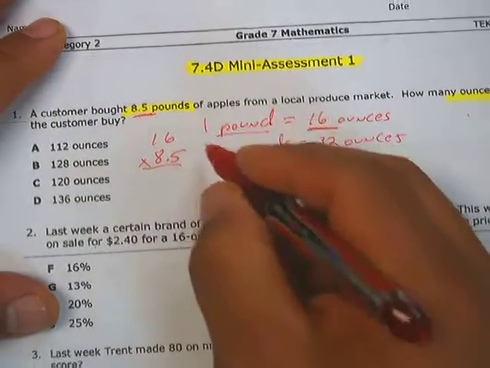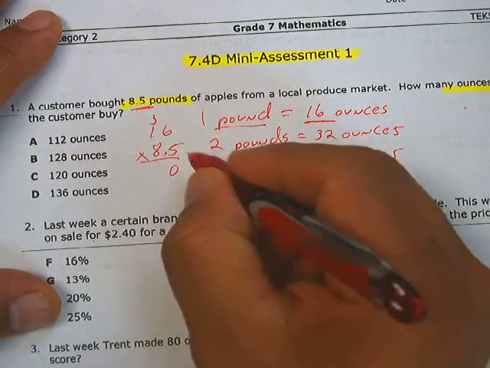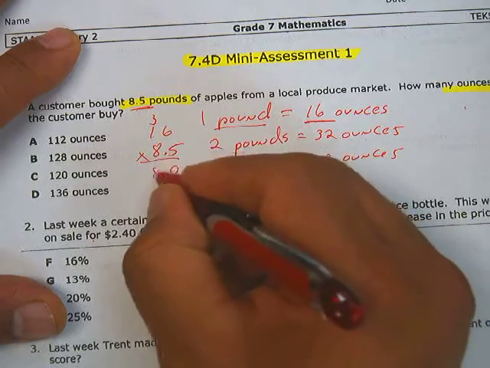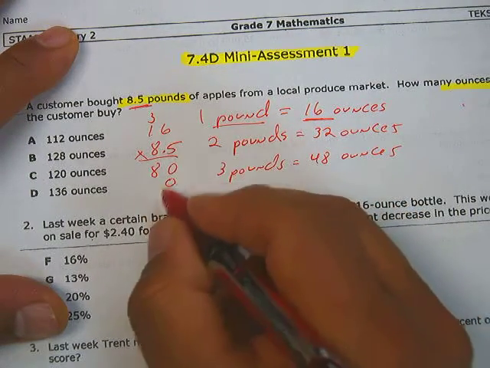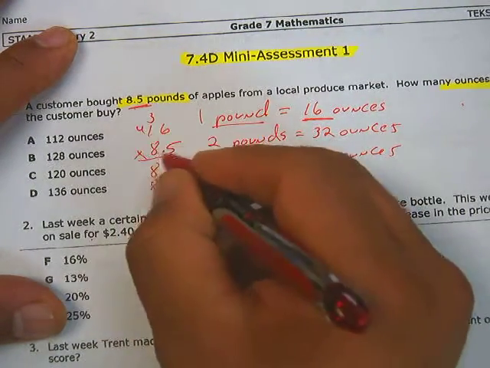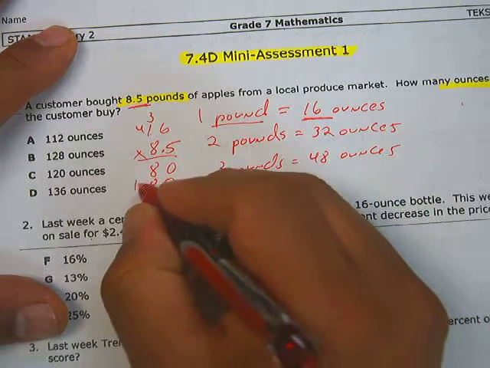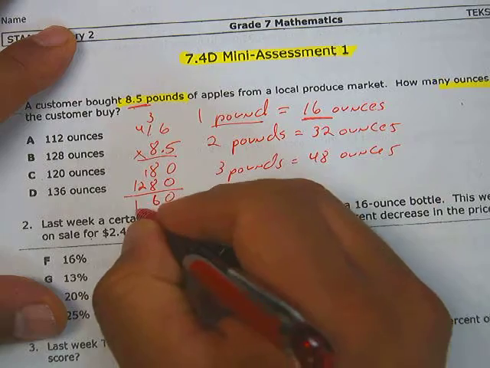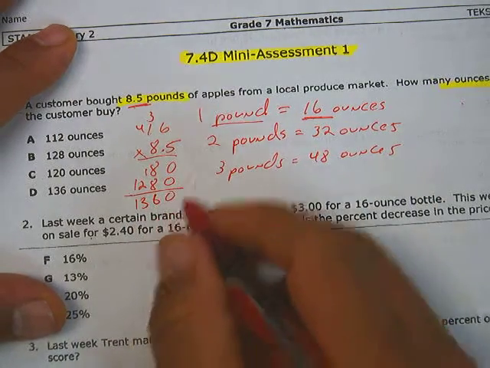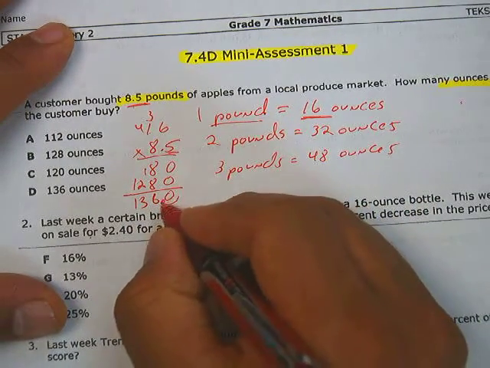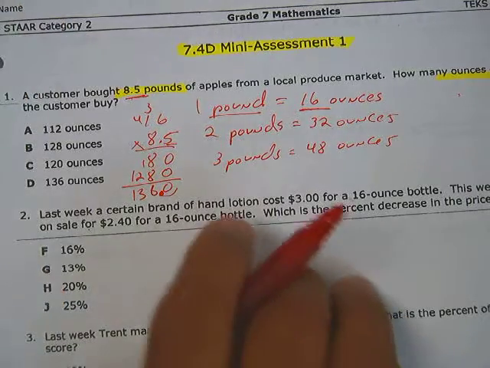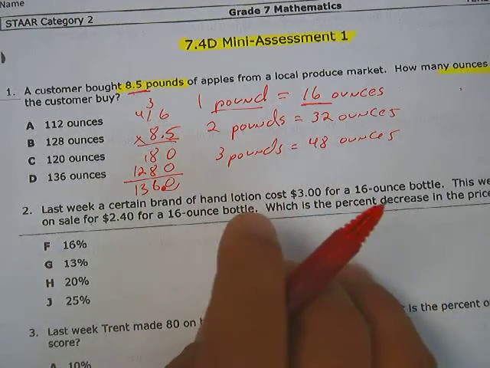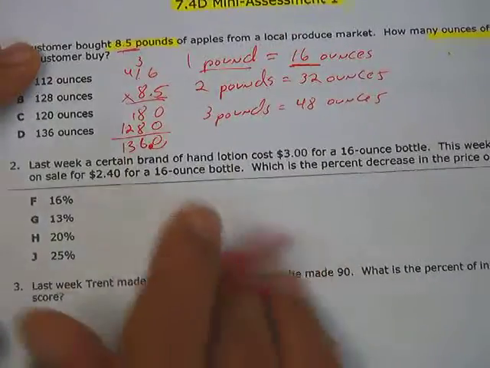And so 16 times 8.5, 6 times 5 is 30. 5 times 1 plus 3 is 8. The 0. 8 times 6 is 48. 8 times 1 plus 4 is 12. So I get 8, 16, carry 1, 1,360, but there's one number to the right. And so I see that my answer is 136 ounces.